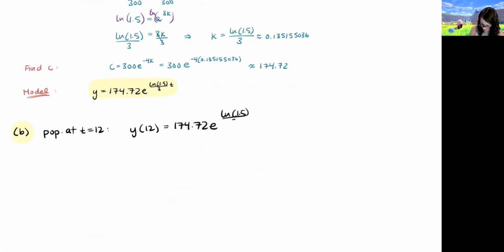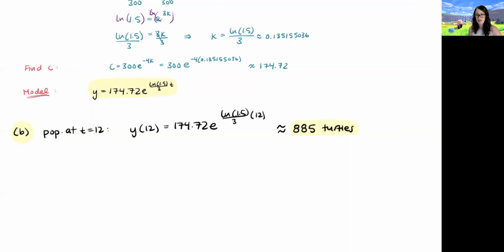And just take some care when you're plugging this in to your calculator. I know it looks like all of this is in the exponent, so really be careful with doing that. And I'm going to do this with you too. So let's do 174.72 times e to the parentheses, natural log of 1.5 divided by 3, and that's times 12. We should get about 884.5. So we could just round that to, how about 885 turtles? 885 turtles.